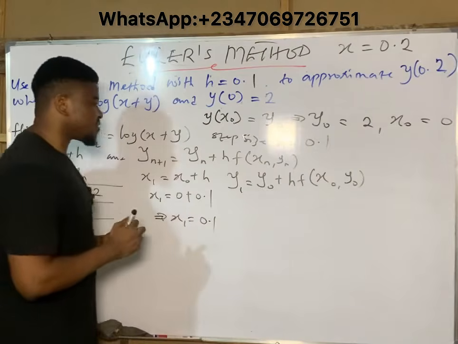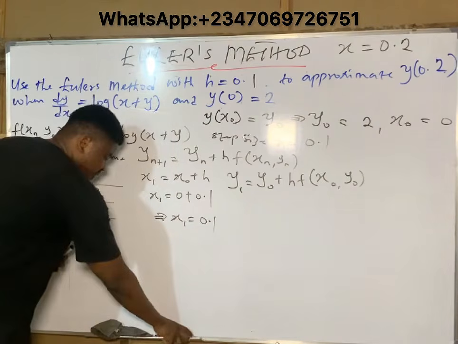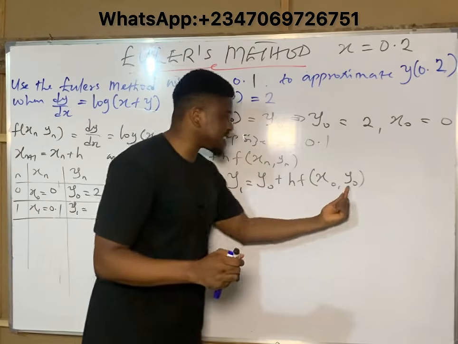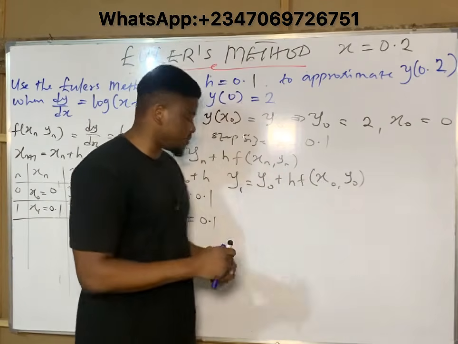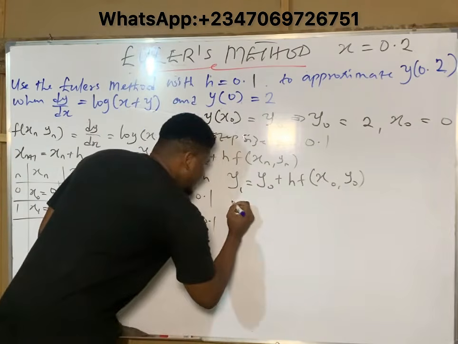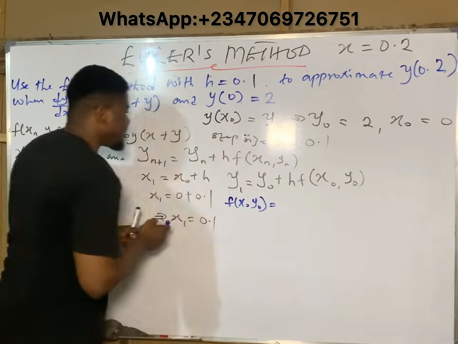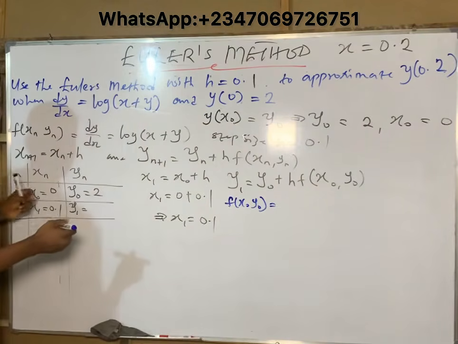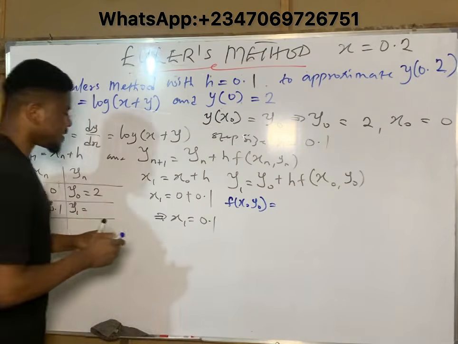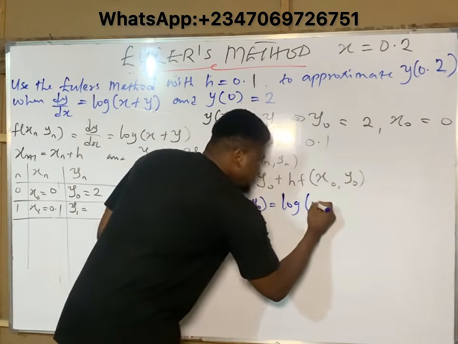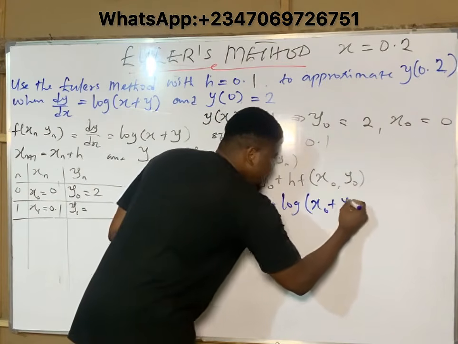It's as simple as this. So which means we need to first of all find the value of the function at xn, yn, or at x0, y0. So we find f of x0, y0. This means find the value of the function, and the function itself is log of x plus y. So this is actually log, x now becomes x0, plus y0.